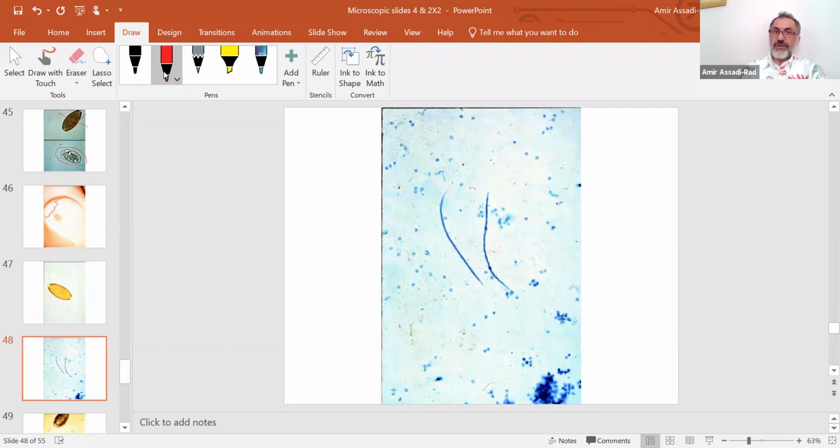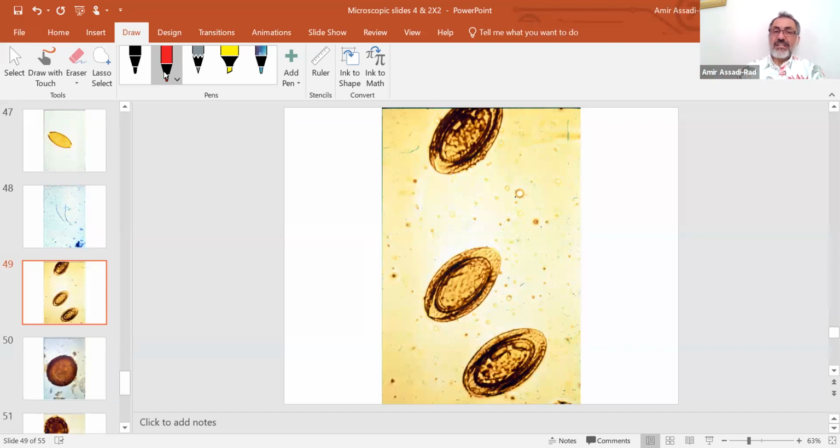Okay, these are microfilaria of dog heartworm, which is called Dirofilaria. The scientific name is Dirofilaria immitis. Okay, this is our microfilaria. This is the egg of Macracanthorhynchus hirudinaceus, phylum Acanthocephala. These are the eggs.